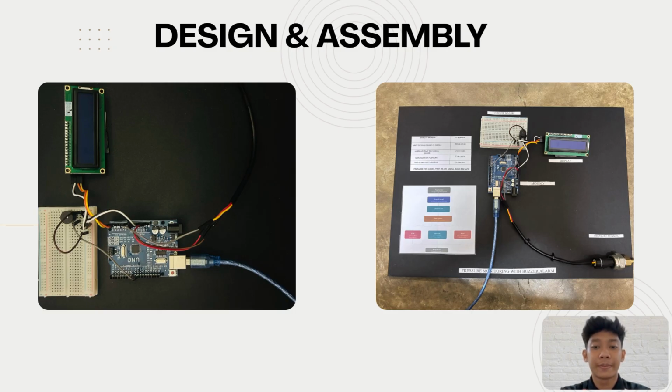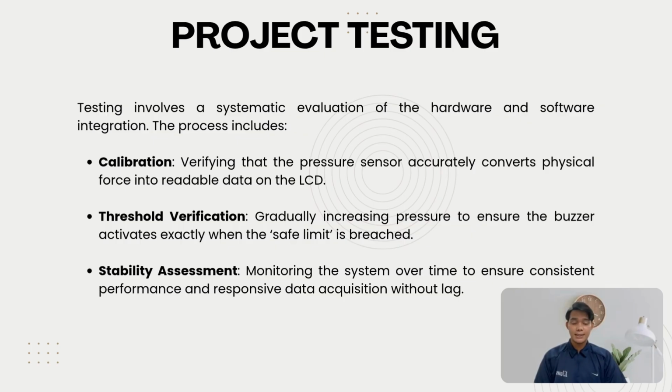Thank you. Our testing process focuses on three key steps. First, calibration, making sure the sensor reads physical force accurately on the screen. Second, threshold verification. We gradually increase the pressure to ensure the buzzer triggers exactly at the safe limit. And finally, stability, monitoring the system over time to guarantee consistent, lag-free performance.